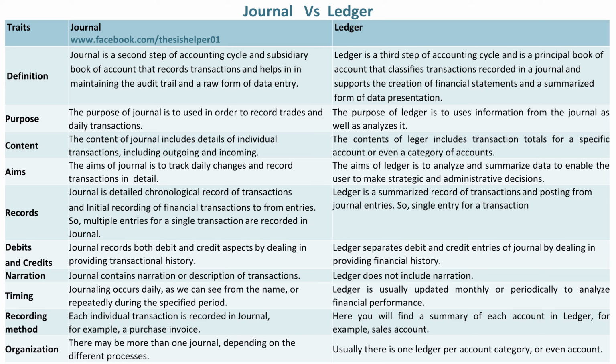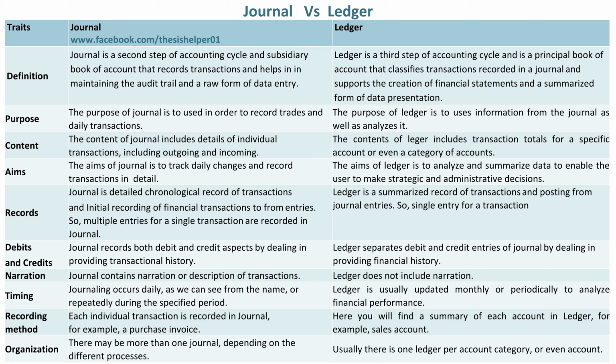The aim of journal is to track daily changes and record transactions in detail. Whereas, the aim of ledger is to analyze and summarize data to enable the user to make strategic and administrative decisions. Journal is a detailed chronological record of transactions and the initial recording of financial transactions to form entries.